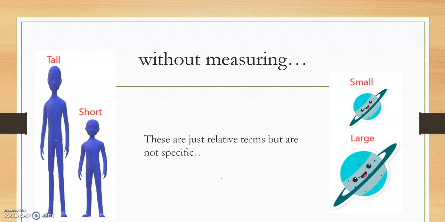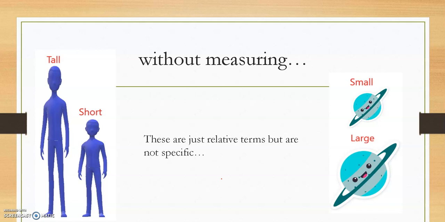Okay, so let's go back to the idea of no measurement. Physically, you can say that a person is tall, or you can say that another person is short, comparing those two. And in an example of a planet, you can say that a planet is small compared to a larger planet, by comparing its physical features. Again, these are just relative terms but are not specific.